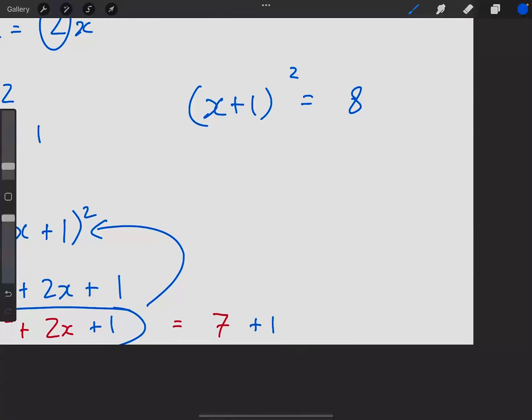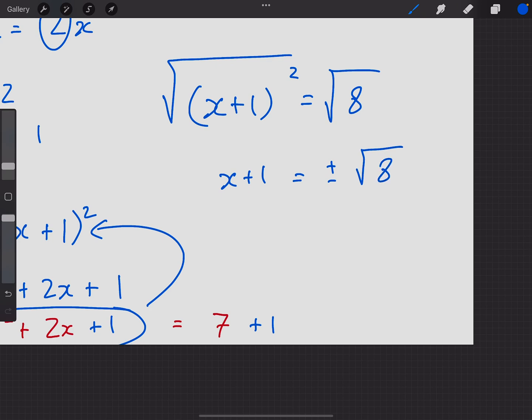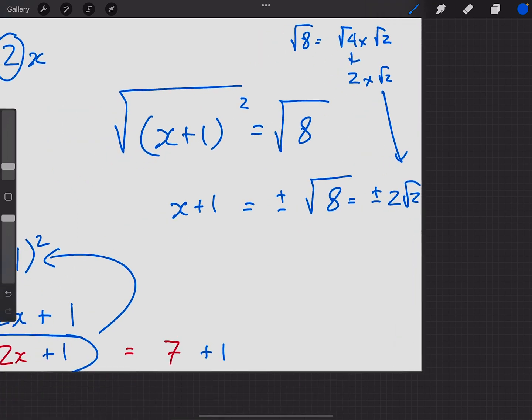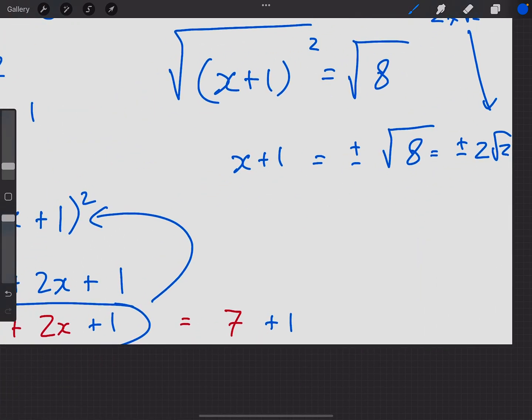And now we can solve for it. We can just take the square root of both sides, just like in question 7. You're going to get x plus 1 is equal to plus or minus the square root of 8, which is equal to plus or minus 2 root 2, because the square root of 8 is equal to the square root of 4 times the square root of 2. The square root of 4 is 2, times root 2, so that's 2 root 2 right there. I just simplified the root 8. So therefore x is equal to plus or minus 2 root 2 minus 1, and there's your answer.